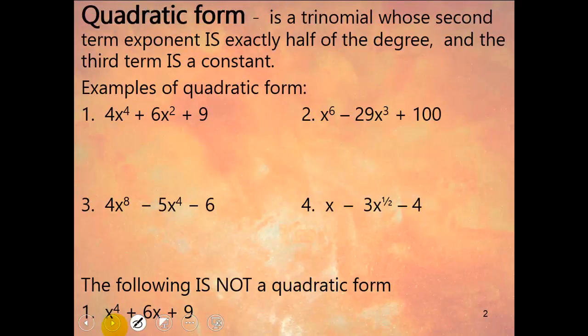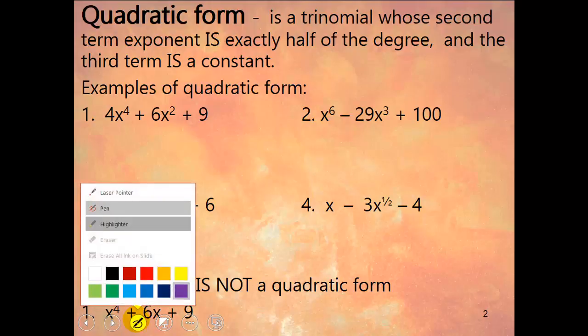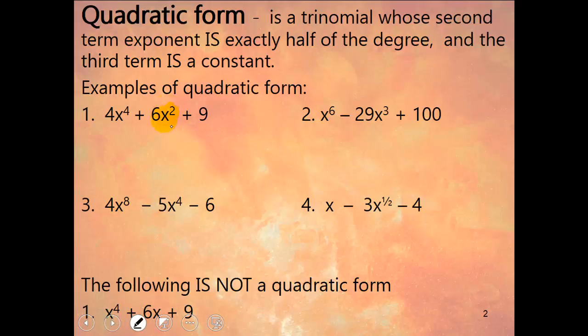So a quadratic form is a trinomial where the exponent of the second term is exactly half of the degree of the polynomial. All right, and the third term is a constant. So if we look at number 1 here, I'm going to use my highlighter. I have an x squared as my second term, and it is exactly half of the degree of the polynomial. This polynomial is a degree 4, and my second term is degree 2.